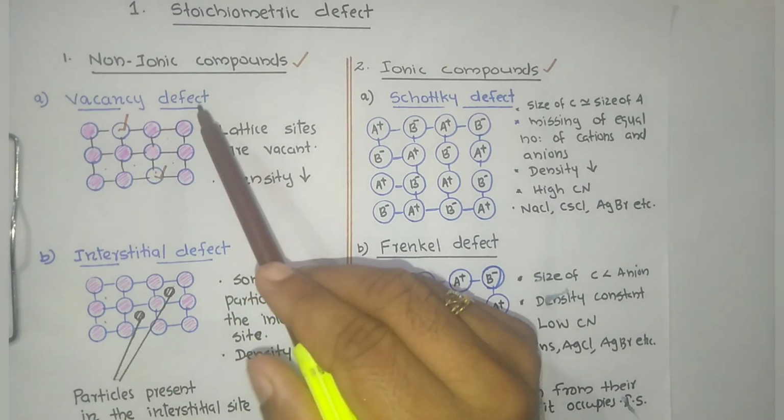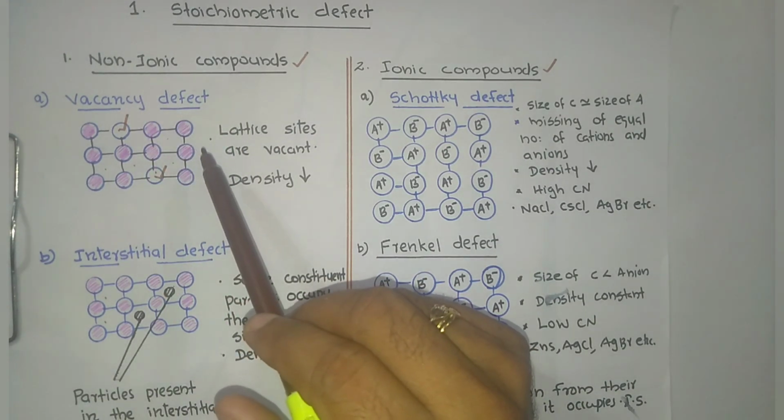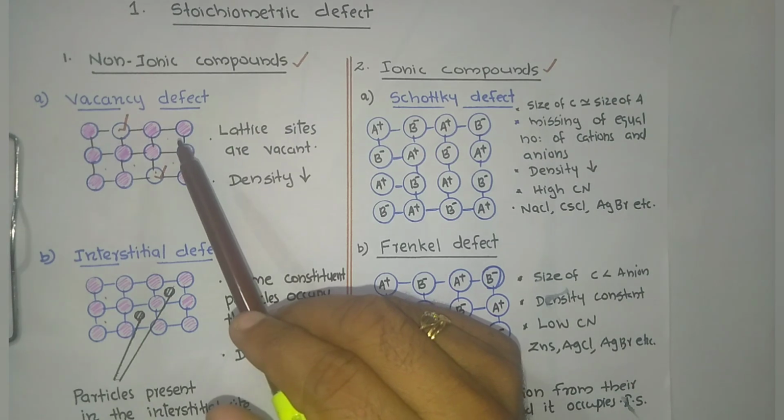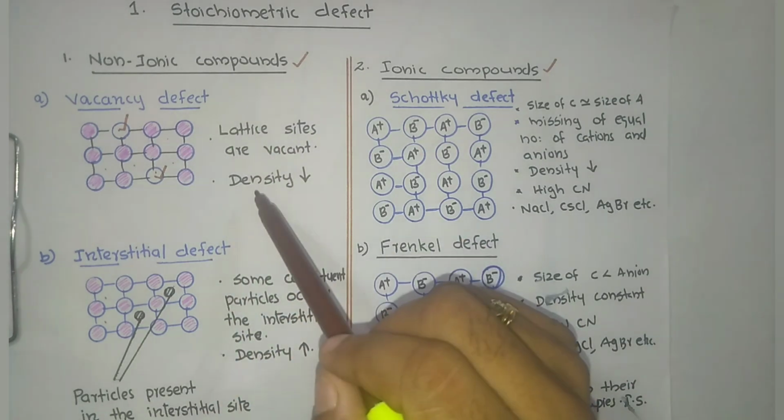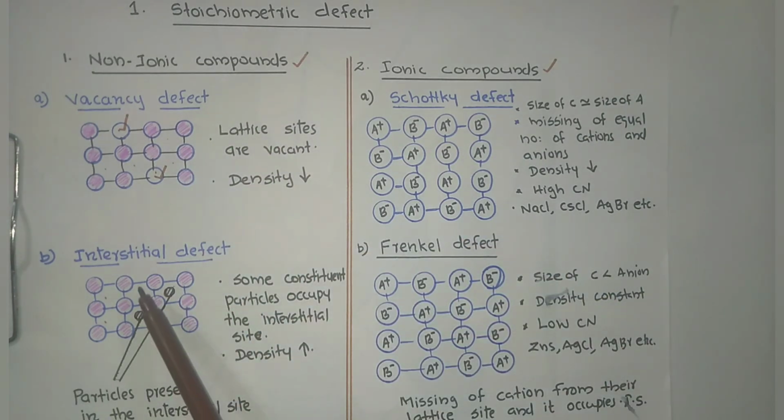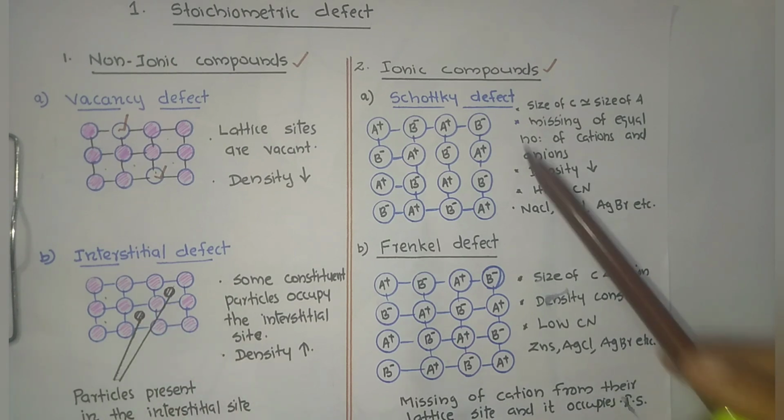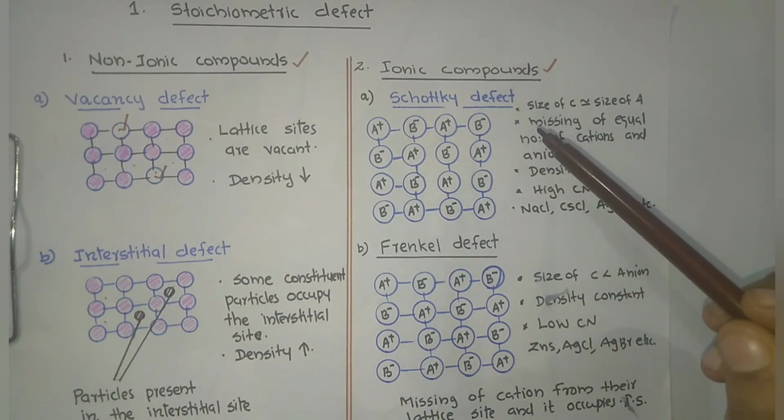Vacancy defect means the defect arises due to the vacancy of some of the lattice sites. Interstitial defect means the defect arises due to some of the constituent particles occupying the interstitial site. Then second one, ionic compounds. This is very, very important for examination.